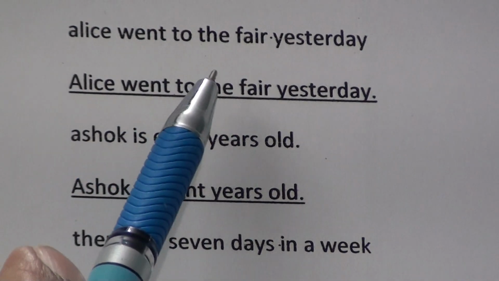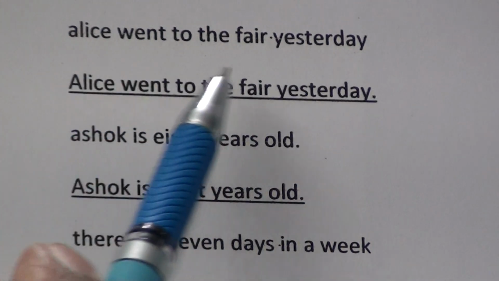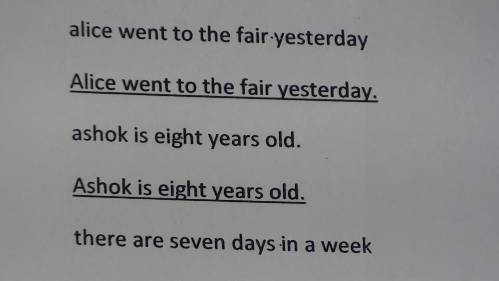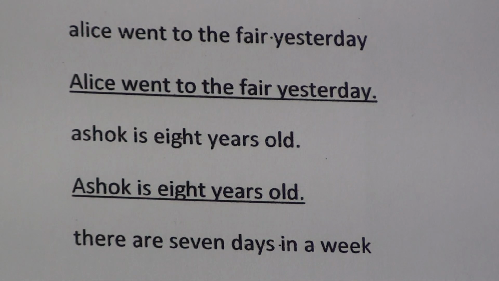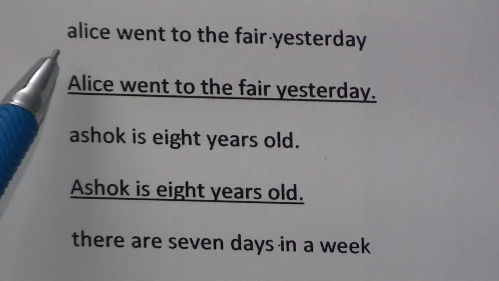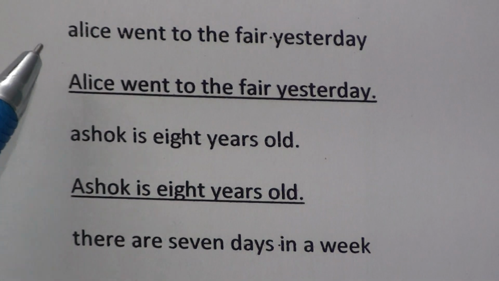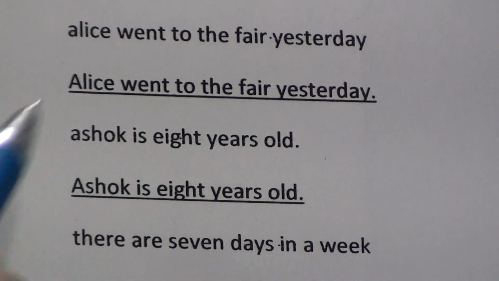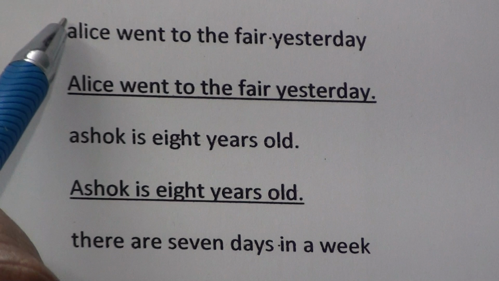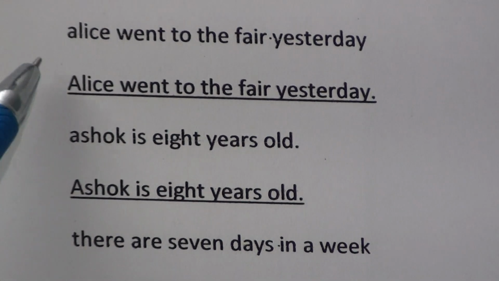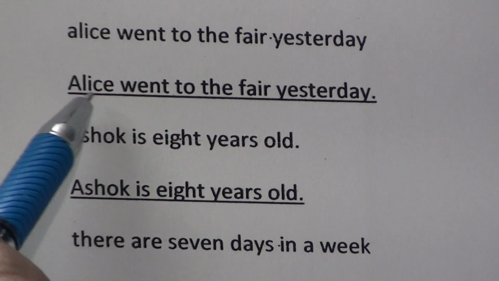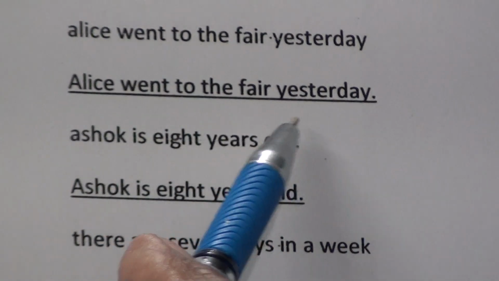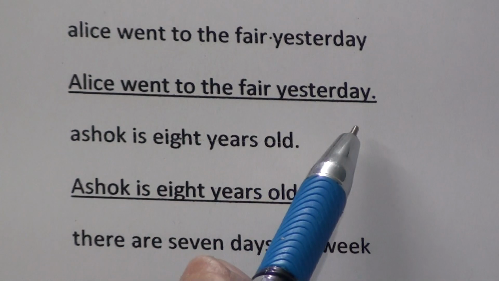Alice went to the fair yesterday. What are the two important rules that have been missed in writing this sentence? Alice is a name, and it is the first word of the sentence. So it should begin with a capital letter. So A must be in capital. Alice went to the fair yesterday.